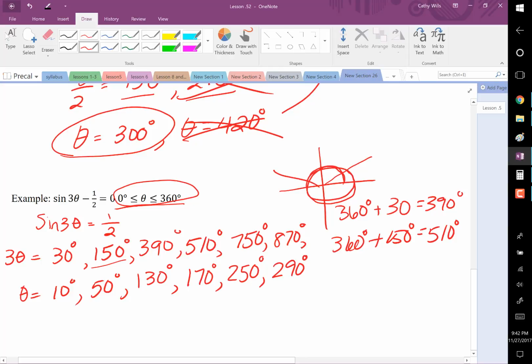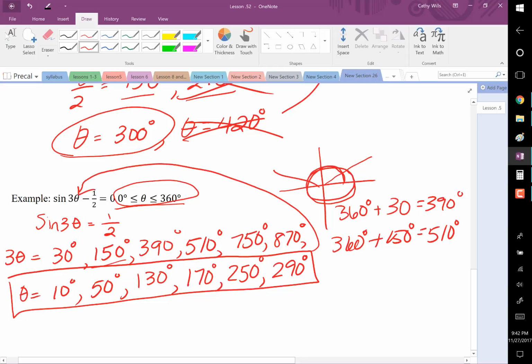If I try to spin around the circle 3 times and go to 30 again, that's going to be 1080 plus 30, which is going to be 1110. If I divide that by 3, that's too much. It's 370. So these are all the possibilities for theta that will work in this equation. If you put these angles in here for theta, you are going to get 1/2. Sine 3 times these things is going to be 1/2, and then you subtract 1/2 and you get 0. So there are 6 possible solutions for that equation.